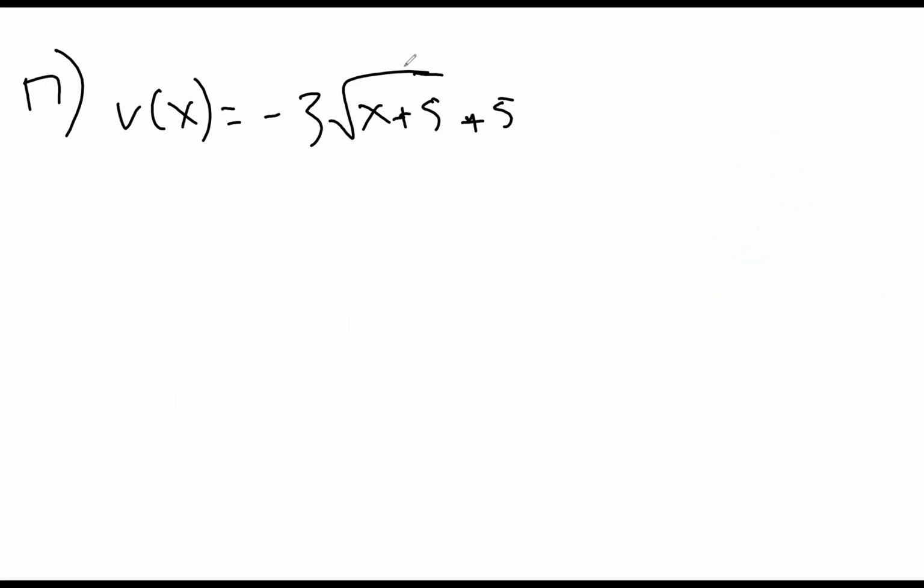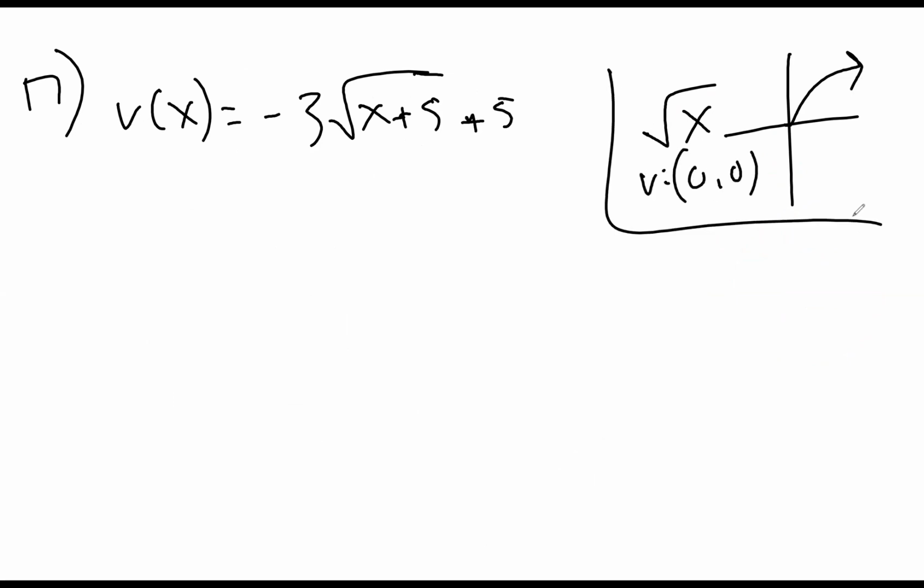Square root of x. Okay, so square root of x is the parent function. And in our mind, what's the basic shape of that guy? Looks like that. And what's the vertex of this parent function? 0, 0. Perfect. Okay, we need to know all of this from the get-go.